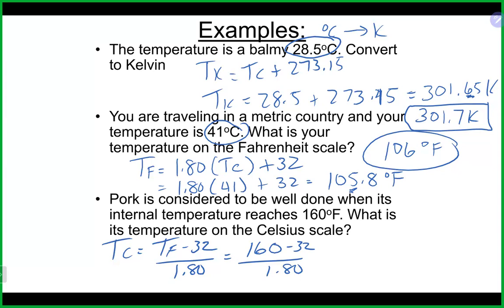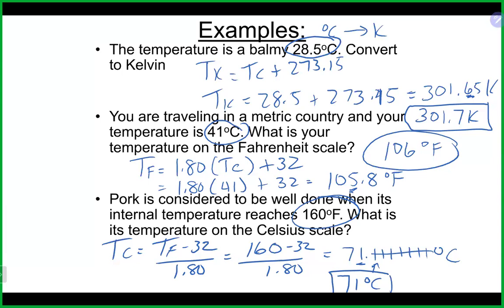So on your calculator there, you're going to get 71.11, a bunch of ones, degrees Celsius. Once again here, looking at our original number, also a whole number, we would come to here, we would look at this number, and in this case, we just drop the rest of them, and 71 degrees Celsius would be our answer in this case.